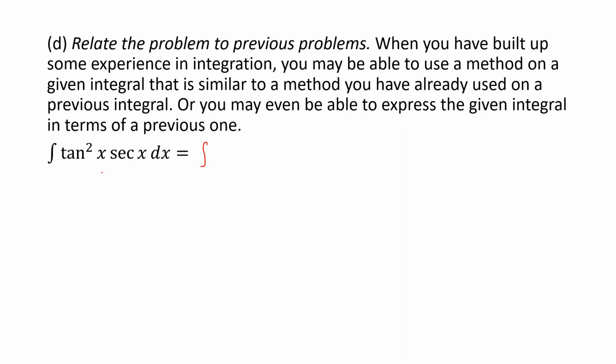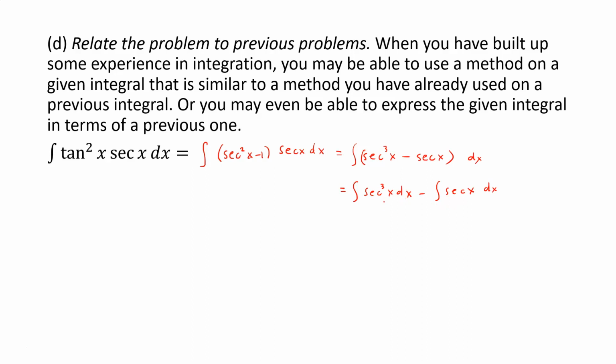One thing I remember is that we can try this trick where if I take tan squared, I know that's the same as secant squared minus 1. And then distributing the secant, I get secant cubed minus secant. Now this may seem difficult because I've got the integral of secant cubed minus the integral of secant. But the nice thing is we've encountered both of these integrals already.